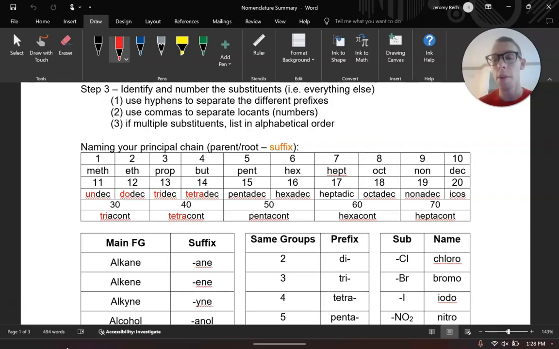Once you get up to 20, it's not decadec. Instead, it is icos. Once you go up to larger numbers, you use the word cont for your whole number multiples of 10. So 30 is triacont, tetracont, pentacont, so on and so forth. And you'll notice here that the 30 and 40 are going to use the 3 and 4 that is not your prop and but. For the sake of our course, the 1 through 8 is really the ones that we're going to primarily focus on, but there's a full capture of all of them.